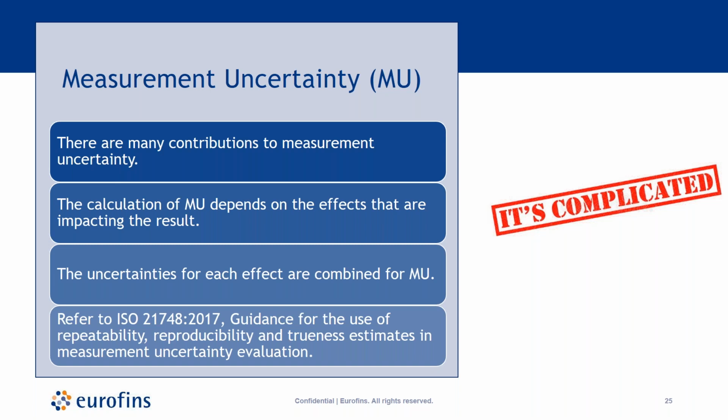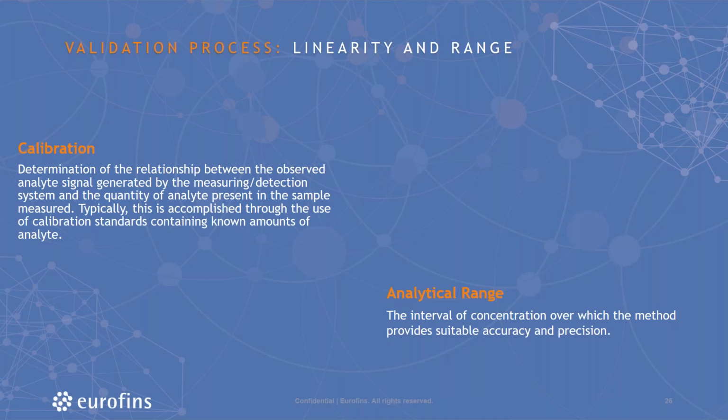So for the validation process, linearity and range. Calibration really determines the relationship between the observed analyte signal generated by the measuring detection system and the quantity of analyte present in the sample, right? So this is typically done through calibration curves. You have known amounts, whether you're using internal standard or not, but it allows you to measure against something externally. The analytical range is really just where does that calibration stretch?